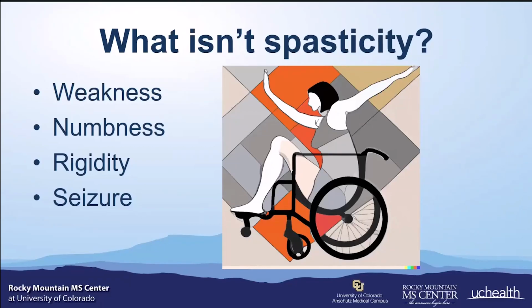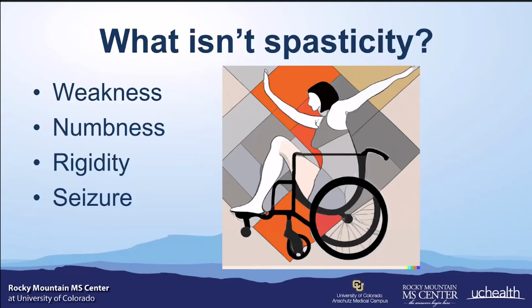Numbness, we think of as affecting sensory pathways. So information coming from the body, from the extremities, back towards the center, towards the spine and the brain. When those systems are affected by things like MS, that will lead to numbness, tingling, abnormal sensations, things of that nature. That's a little bit separate from spasticity. Again, people can have both, but that's not exactly what we're talking about here.